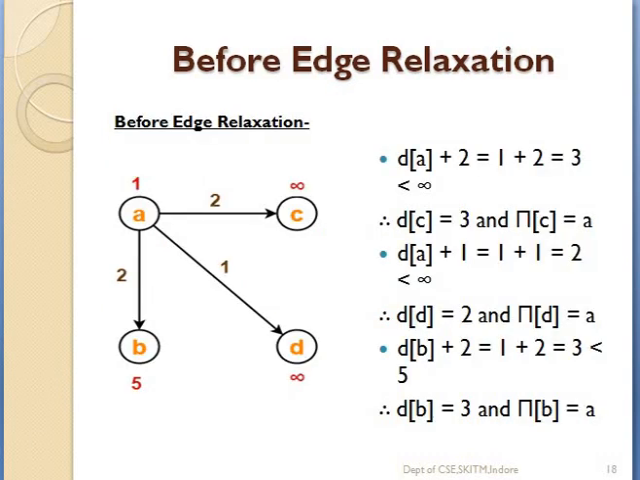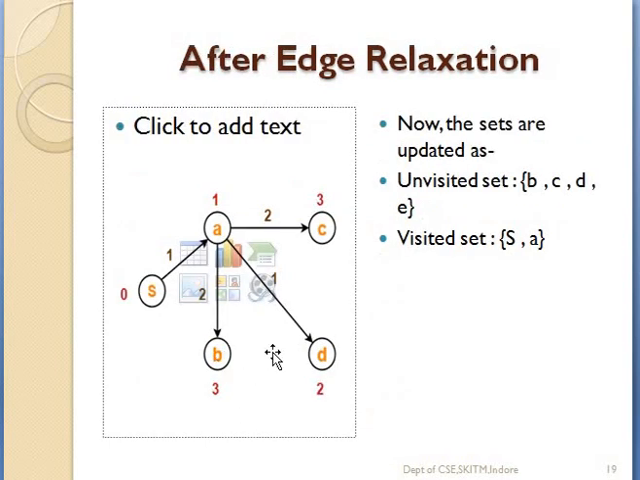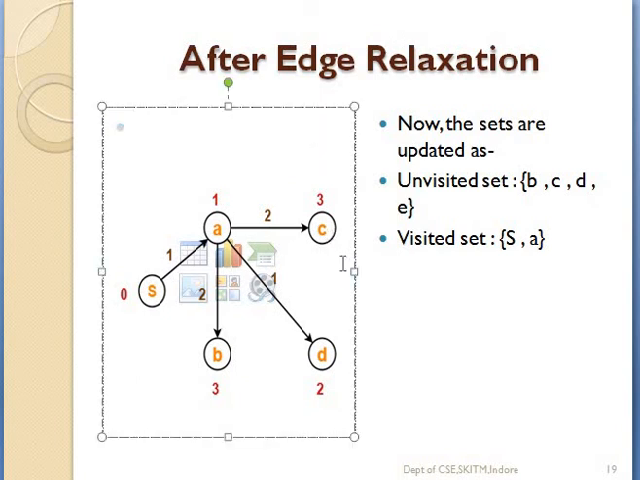Before the edge relaxation, from the A vertex we can go to C, D and B, and we had calculated the cost accordingly. Earlier it was infinite and 5. If we are calculating the cost for C, it will be 3 and 1. So after the edge relaxation, the cost that we are getting for the C vertex is 3, 2.